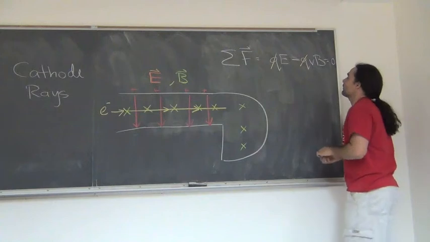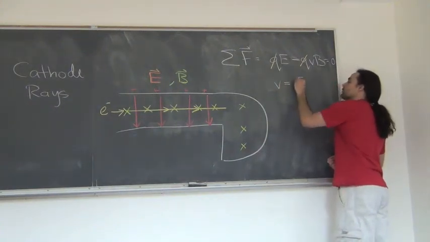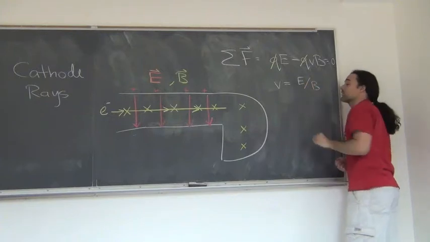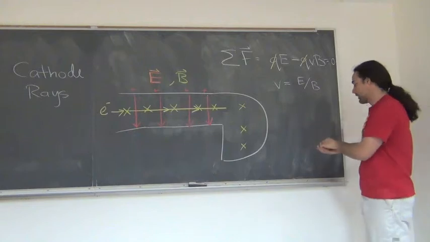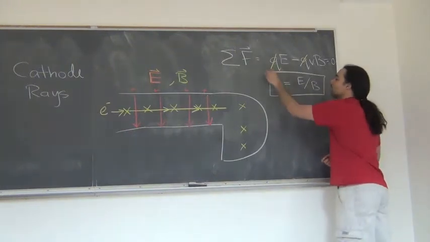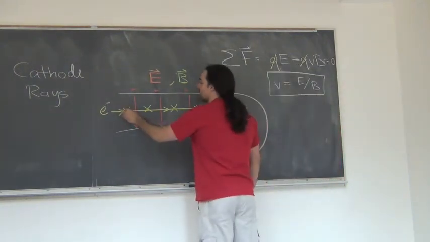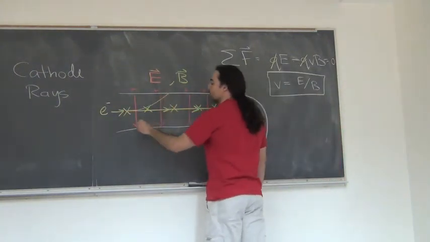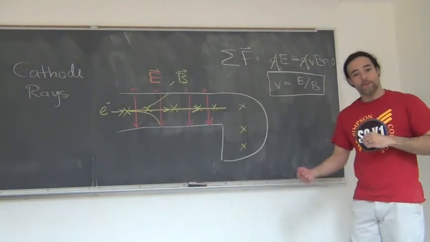The q's will cancel. And then the velocity that's left over will just be the electric field over the magnetic field. So any electrons that have this velocity will pass right through, straight. Anything that doesn't have that velocity will feel the force up, so it'll get brought into the top plate or down, depending on whether it's going too fast or too slow.